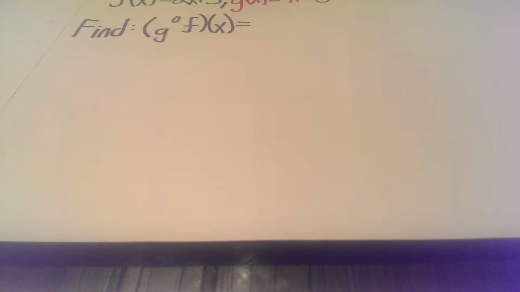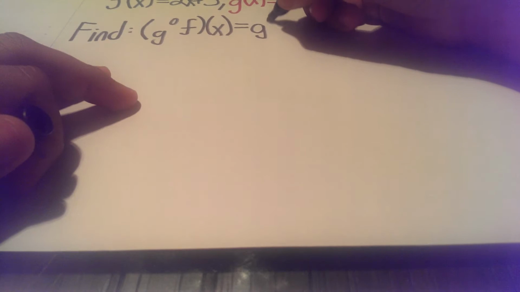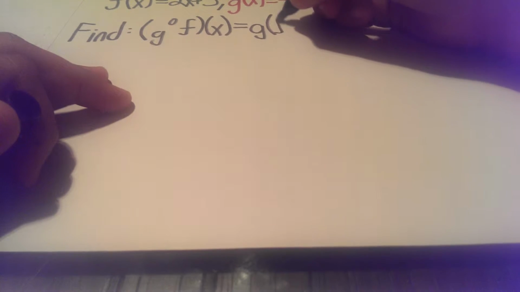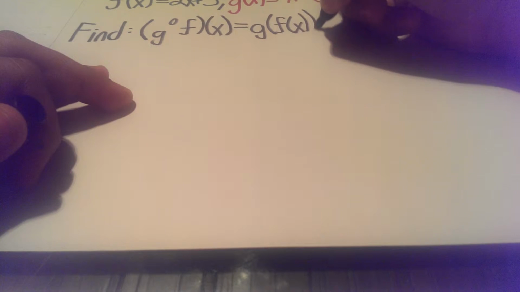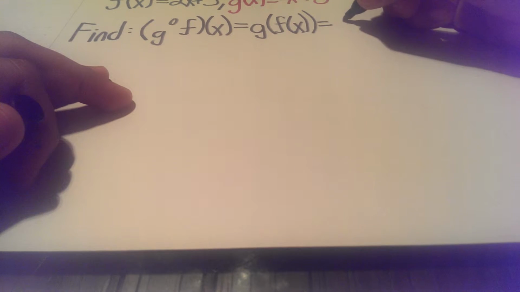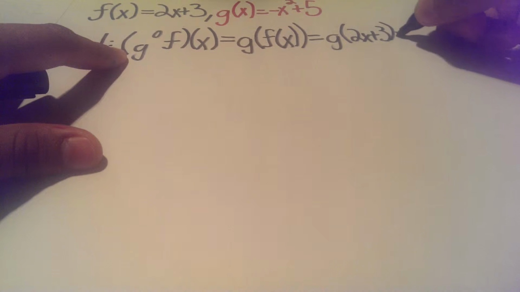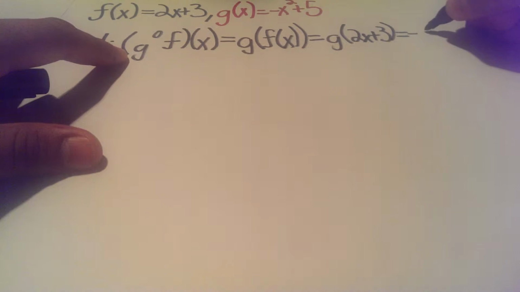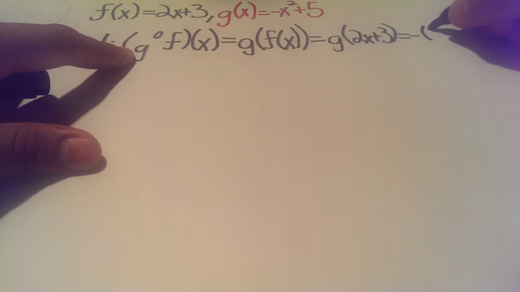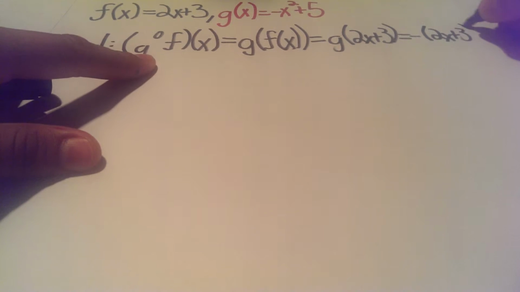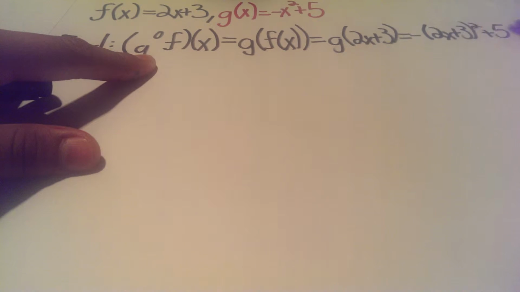So we'll take our marker here. We'll end up using g of f of x. So in this version, f of x is equal to 2x plus 3. So we plug in that for the value of x. So negative, open parentheses, 2x plus 3 squared plus 5. Now, don't forget, you don't distribute the square to this. Remember, you have to FOIL it.